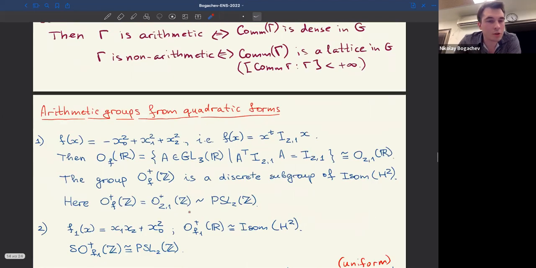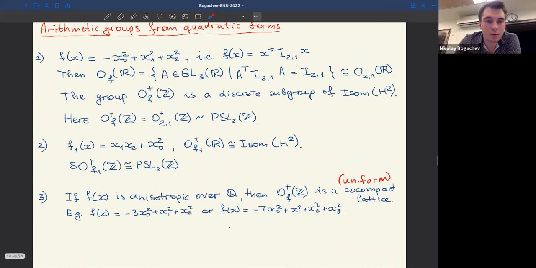Well, here I just left a few more examples of arithmetic groups from quadratic forms. I won't stop here, but I can just say that some of these examples also correspond to PSL2Z. So we just see PSL2Z as a matrix algebraic group with integer points, but we can also consider a particular quadratic form, and actually the isometry group of this quadratic form, more precisely SO plus of F in dimension (2,1).